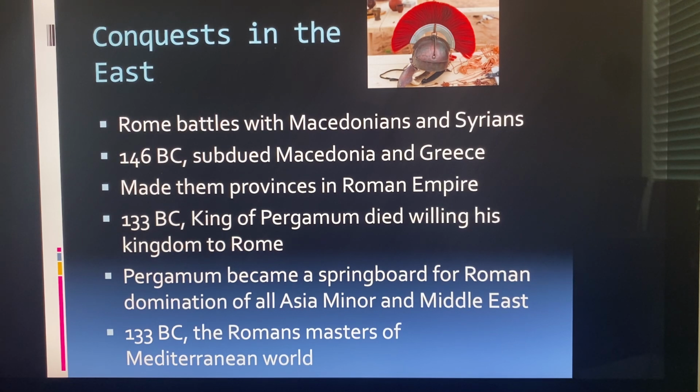In 146 BC, they subdued Macedonia and Greece. So they're battling, they subdued them, and they made them provinces in the Roman Empire. In 133 BC, the king of Pergamum died. And this king of this colony, Pergamum, willed his kingdom to Rome when he died. He said, when I die, Rome can have my kingdom.